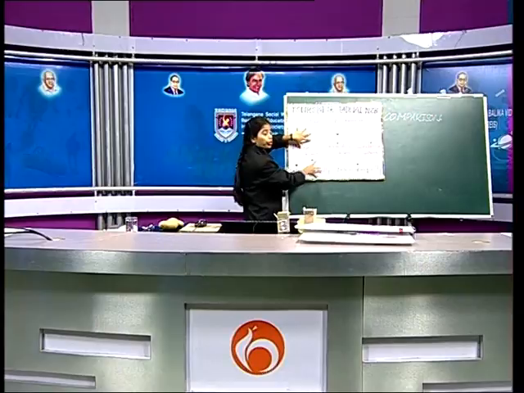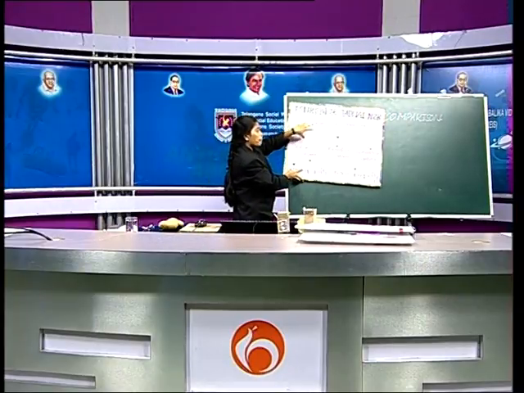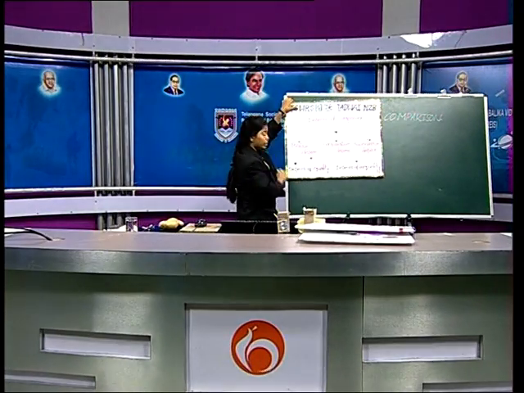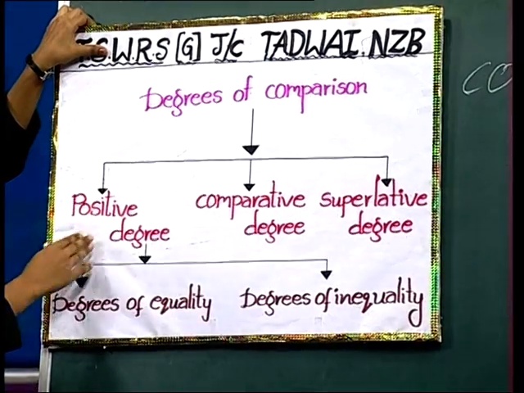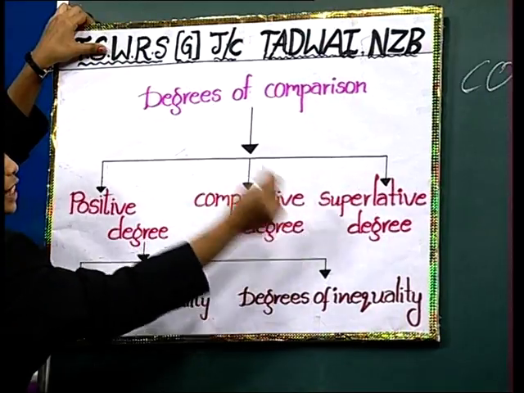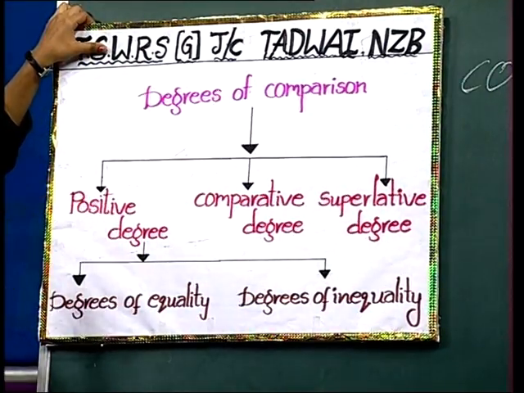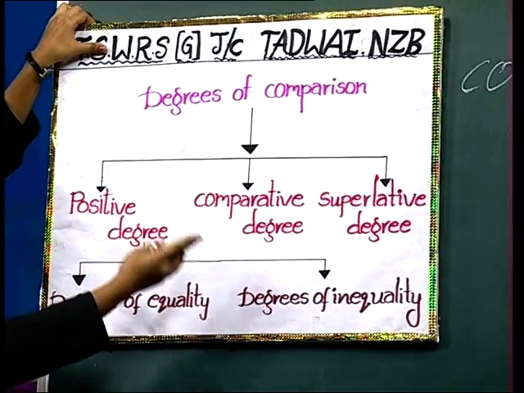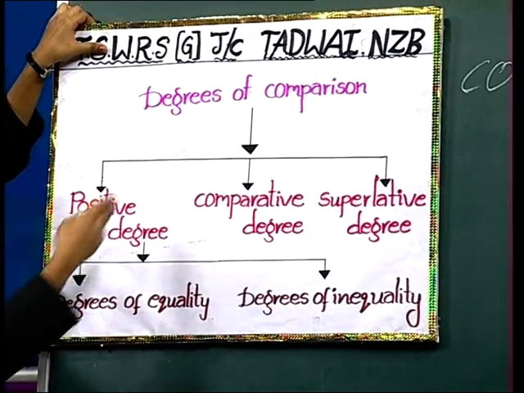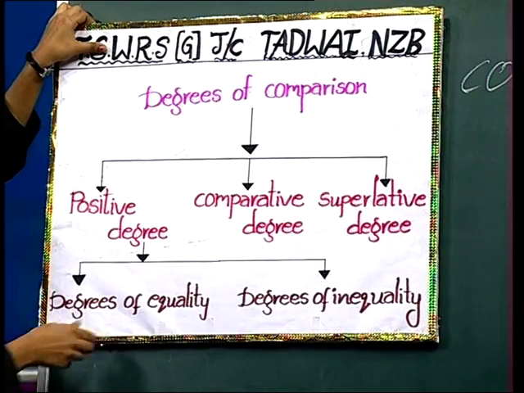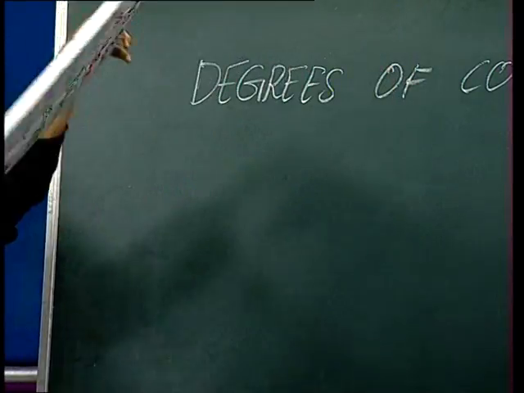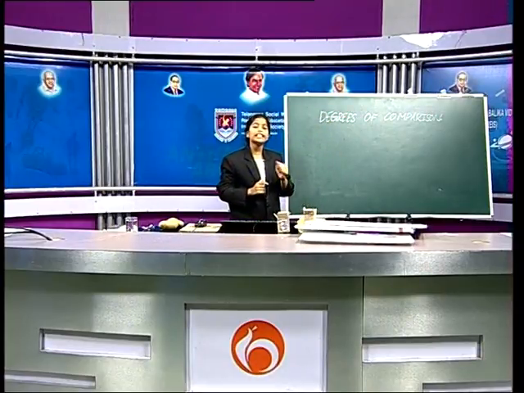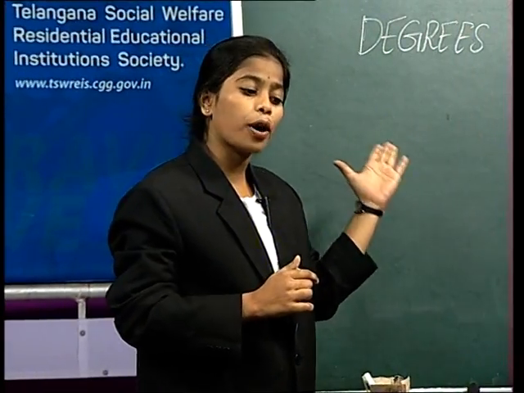So look here, friends. These degrees of comparison are divided into 3 main parts. They are the positive, the comparative and the superlative. Again the positive degree is divided into 2 parts. They are degrees of equality and degrees of inequality. So friends, now we are going to discuss these degrees of comparison clearly. Let us know what a positive degree is.